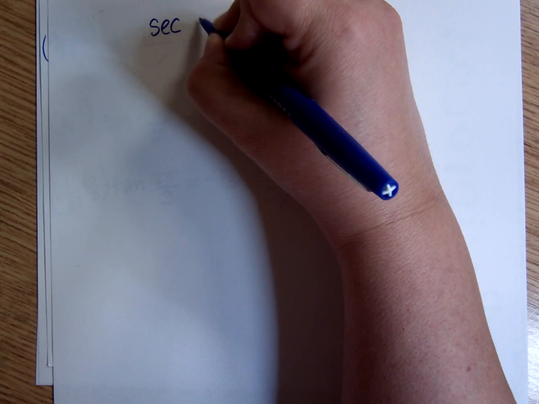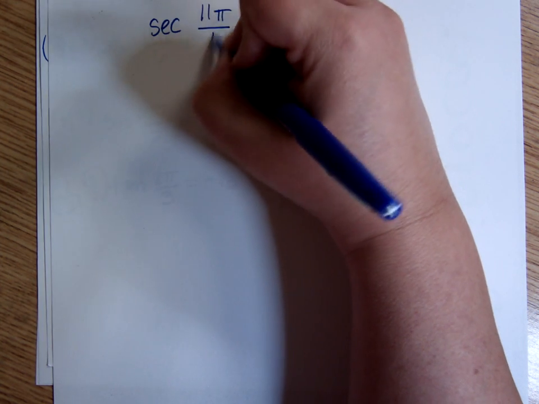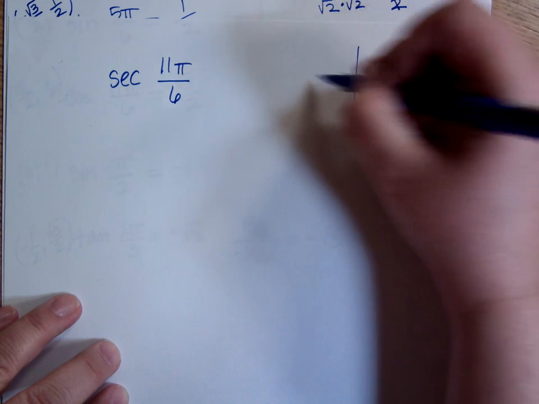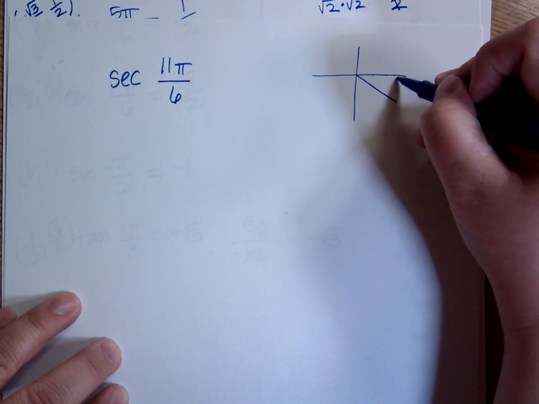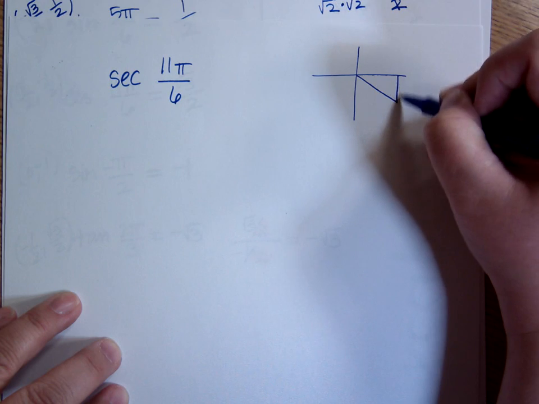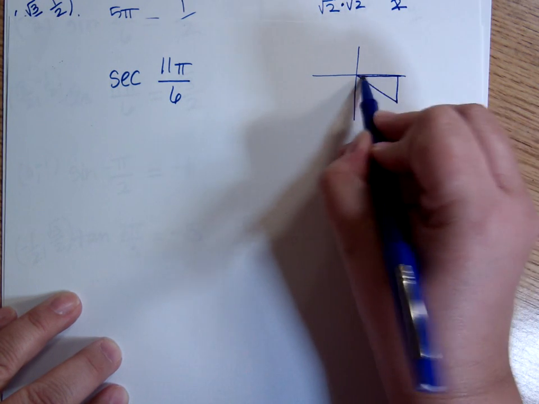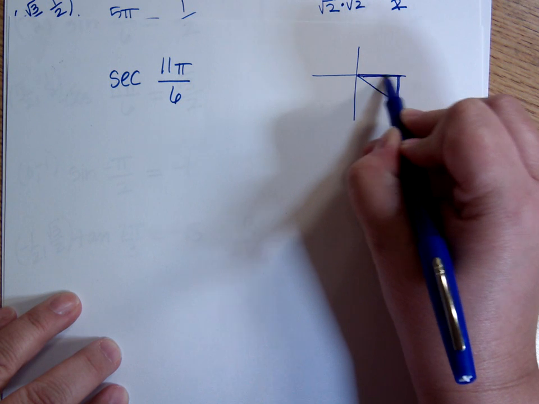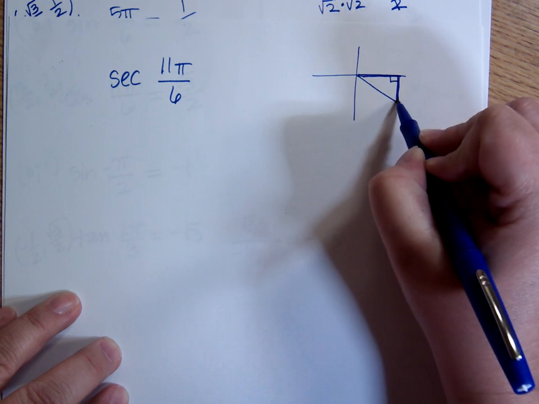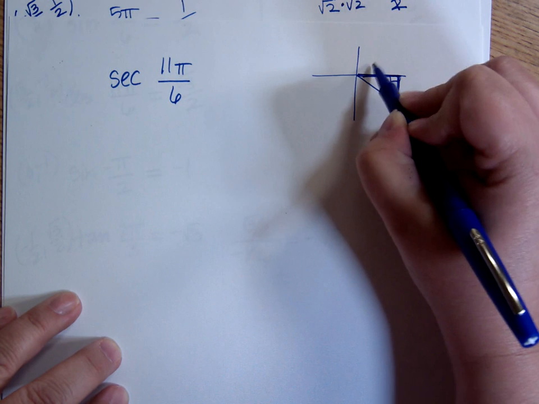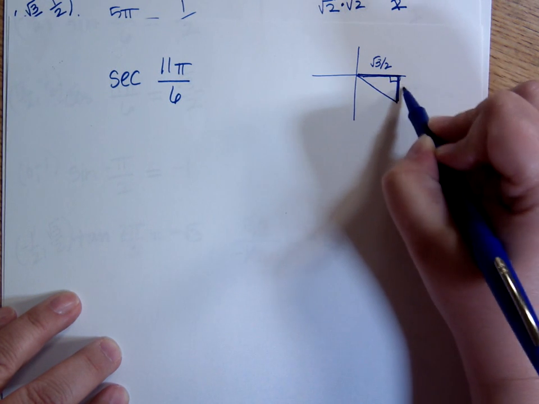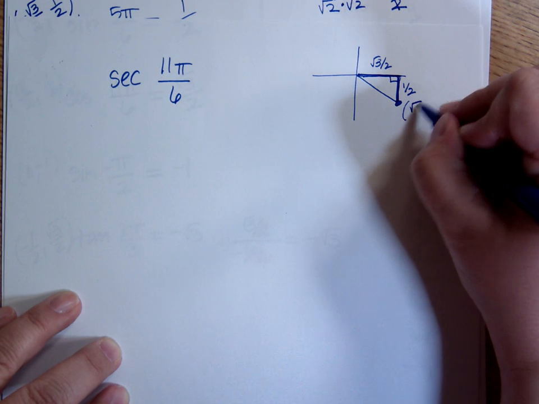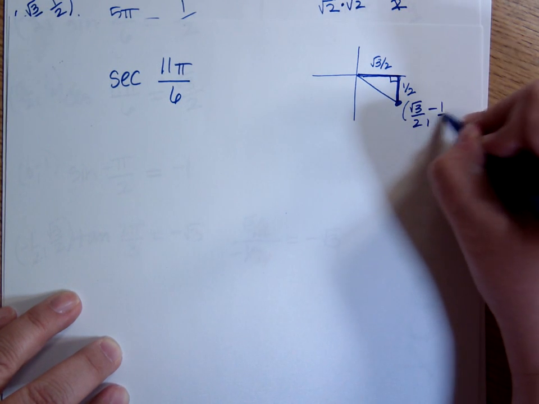So secant of 11 pi over 6. Okay, I need to know where 11 pi over 6 is. I know that it's almost all the way back around. It's only 1/6 away from it. So it's closer to the x-axis, and my 30, 60, 90 triangle is turned this way, so that the long leg is here and the short leg is here. So this is the square root of 3 over 2. This is the 1/2. The coordinates of that point are positive square root of 3 over 2, negative 1/2.